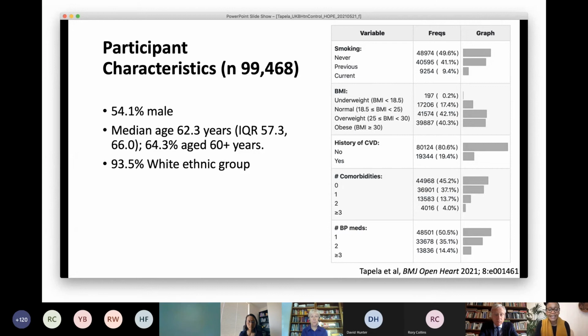In terms of the distribution of medications that participants were on, there was a variety, and about half of them were on only 1 medication, perhaps reflecting a titration approach to treatment, which was the paradigm at the time of enrollment in UKB.